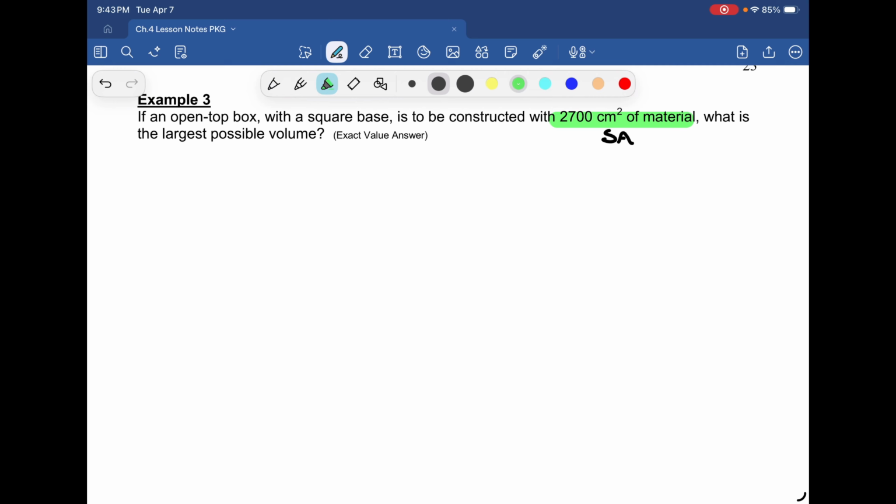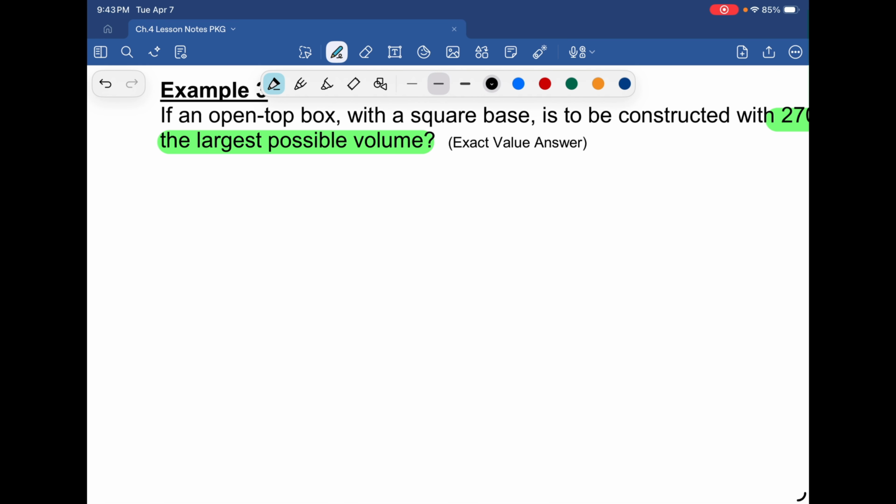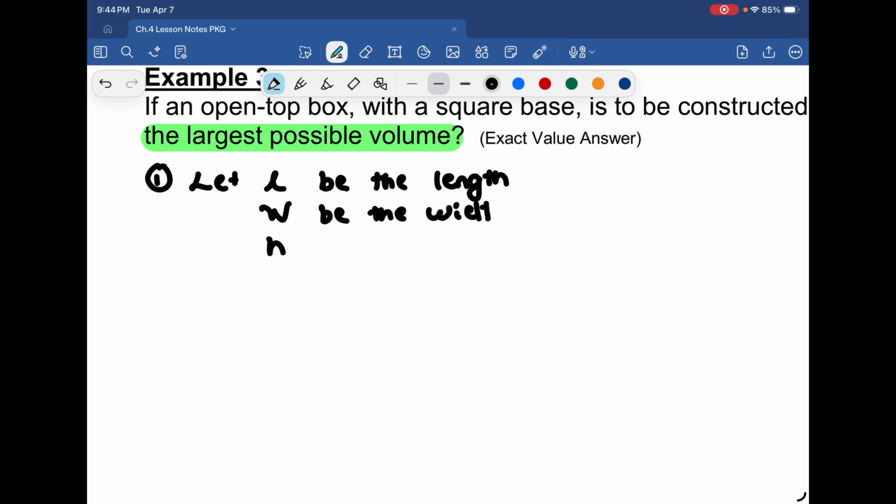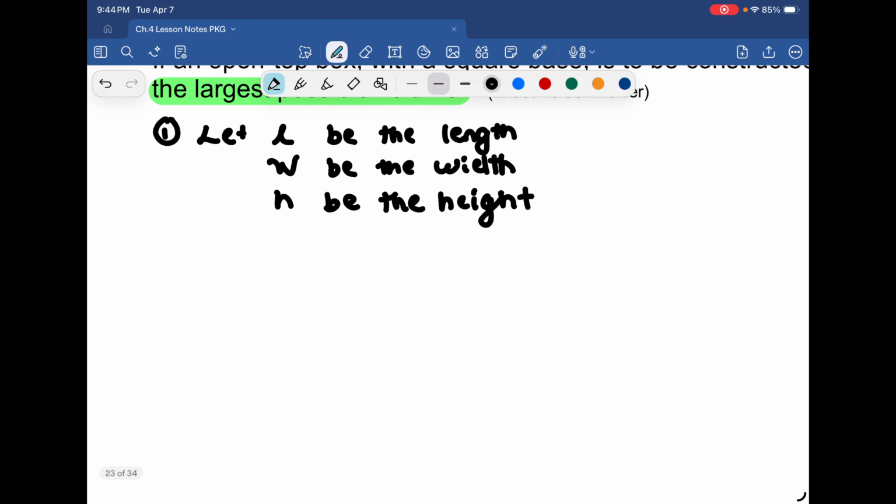What is the largest possible volume? That's just a fancy way of saying what is the maximum volume. So right away, we want to define our variables. In number 1, let L, W, and H be the length, the width, and as you could imagine, the height. Perfect. What is the restriction on all of these? L, W, and H all must be greater than 0, or else this wouldn't be a three-dimensional shape.